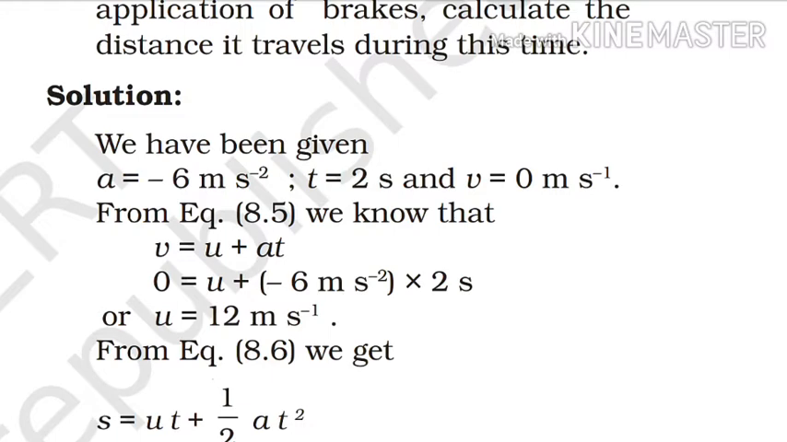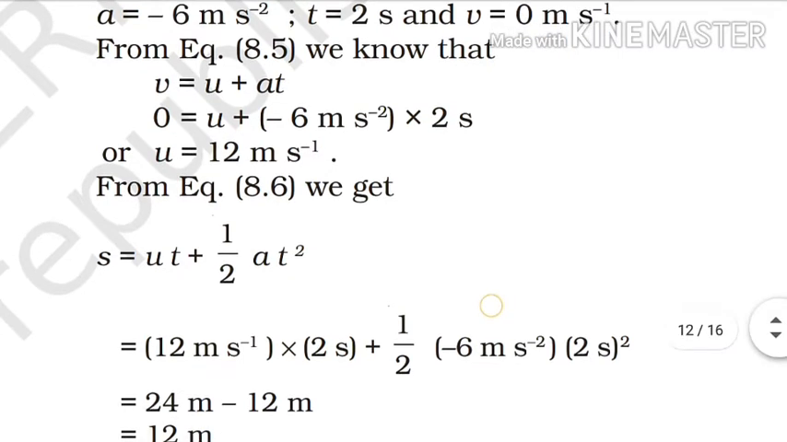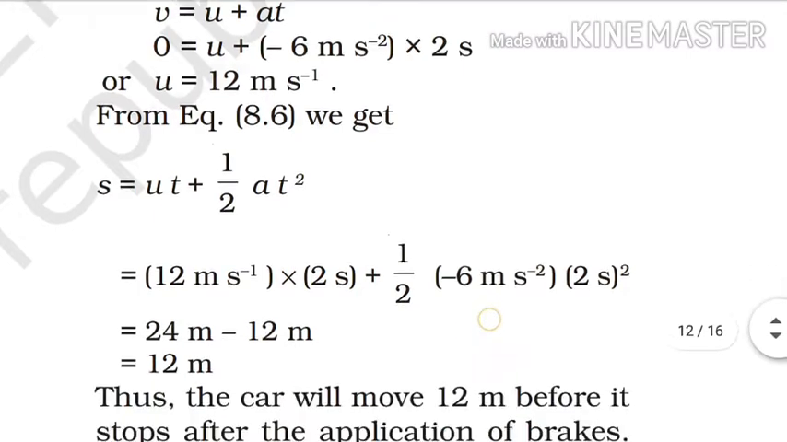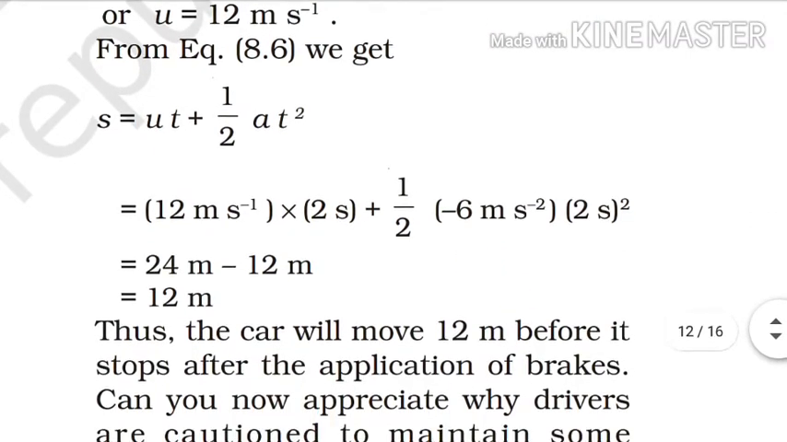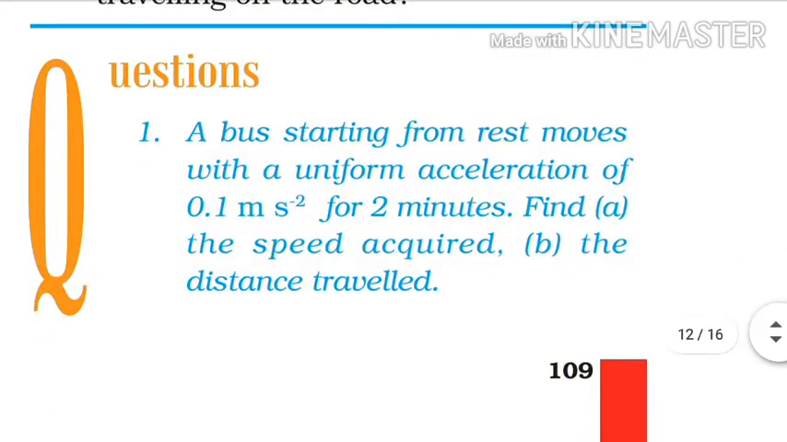After the brake, the velocity of the car becomes 0. So how much distance is traveled by the car during this time interval to reach a speed of 0? That will be s equal to ut plus half at square, that is 12 into 2 plus half of minus 6 into 2 square. This equals 24 minus 12, that is 12 meter. So the car will move 12 meter before it stops after the application of brakes. Okay, now come to the next in-text question.